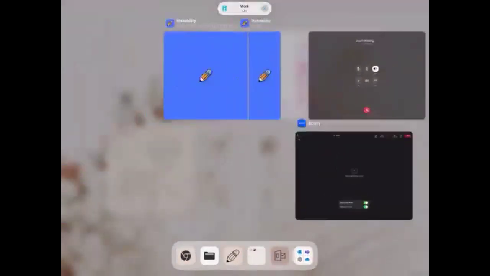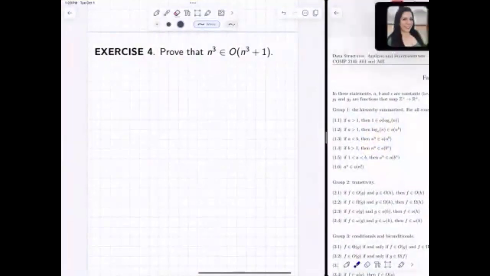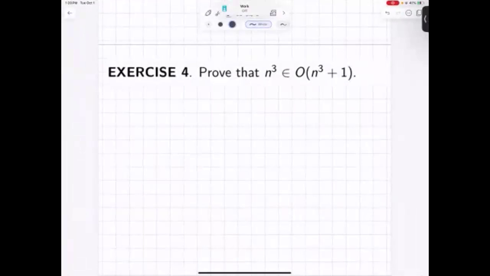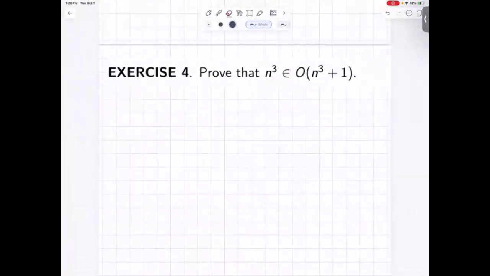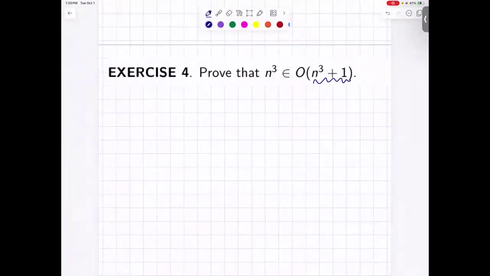Hello and welcome back. We are going to take a look at this next exercise here, where we are going to prove that n cubed is in the set of functions of big O of n cubed plus 1. Let's break down how we can use our properties to prove this statement. Let's start by looking at the fact that this right here is annoying. It's annoying to have both those terms in the big O term.